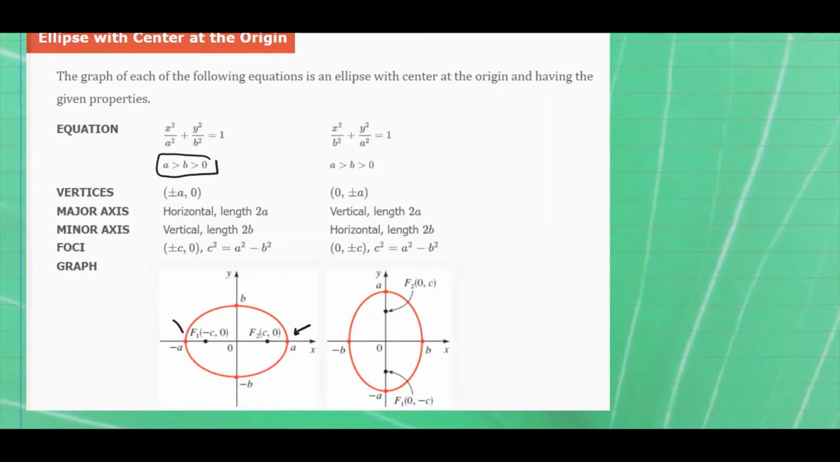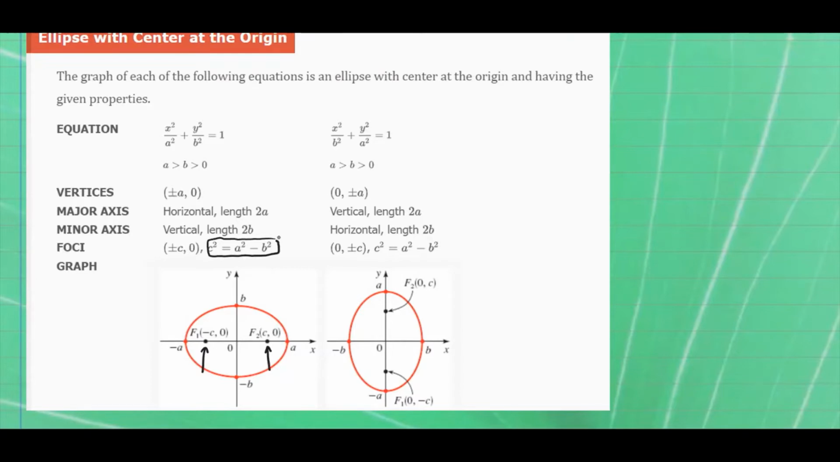Now the next thing we have for an ellipse is what we call the foci. The foci of an ellipse are these two points right here, and they're always inside the ellipse, fairly close to the vertices. Now how do we find them? Well, we're going to use a formula. This is the formula we're going to use if we're looking for the foci of an ellipse. So that's how we get those points.